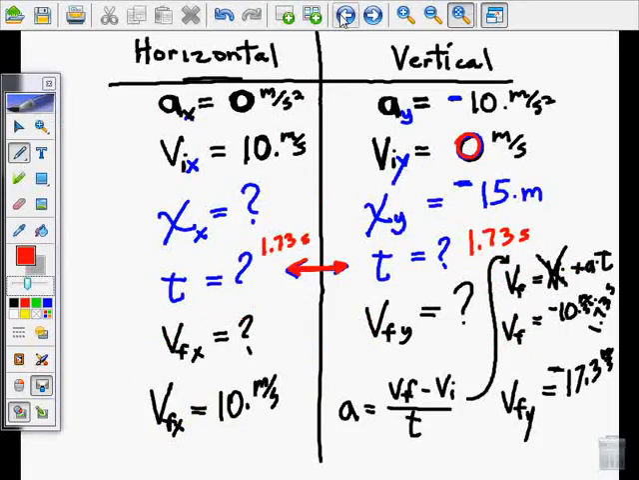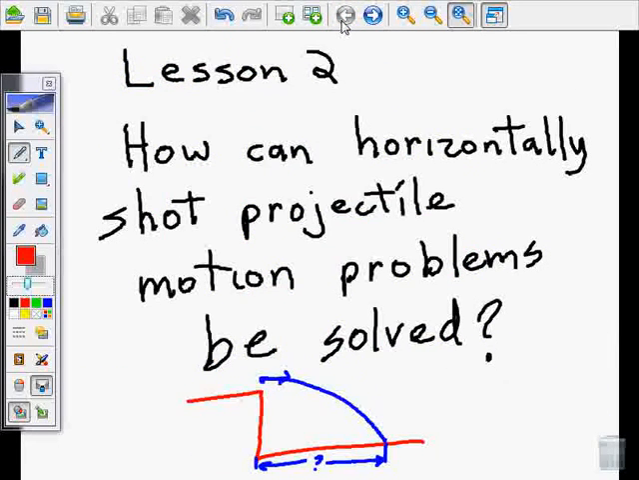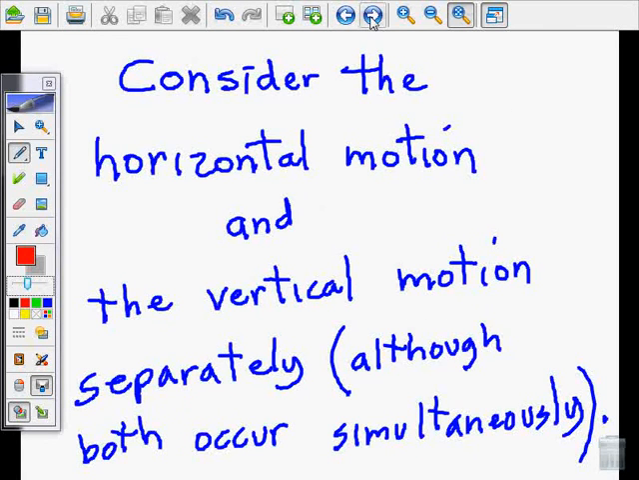So the bottom line, people: how can horizontally shot projectile motion problems be solved? T-chart. Consider the horizontal motion and the vertical motion separately. Make a T-chart. So you can now do lesson number 2. And tomorrow, we'll take on that big lab.